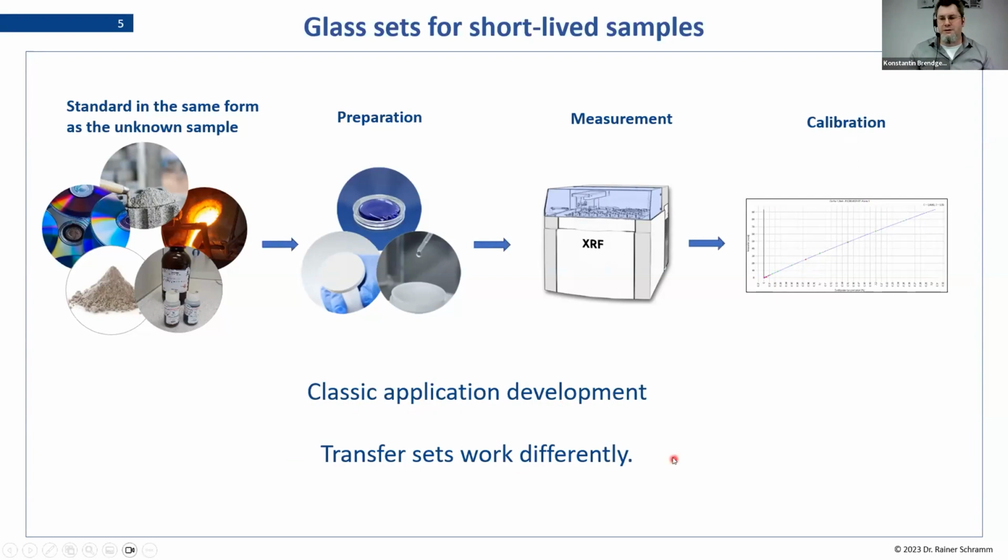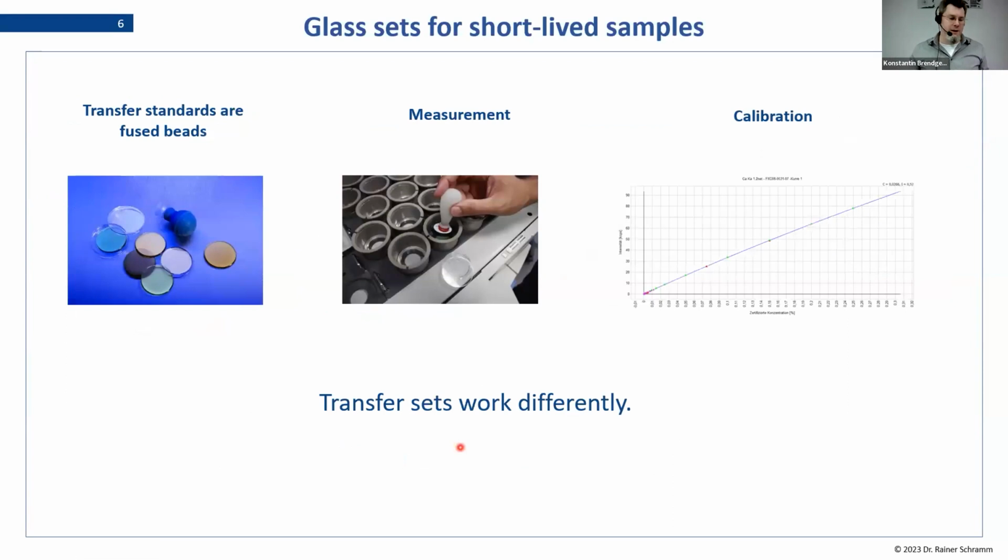When we're working with these transfer sets, we do a different approach. Generally speaking, the transfer standards are always fused beads. And so our standard samples are basically ready. We can proceed with the measurement and we can go directly into calibration. So the big difference here is basically that the sample prep falls off. So it is, as you can see, a quicker method to begin with.